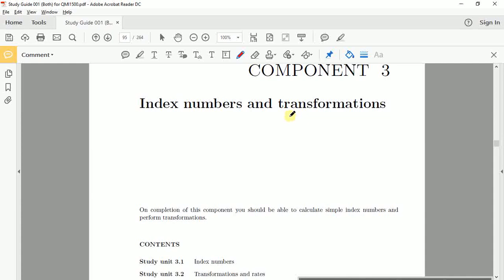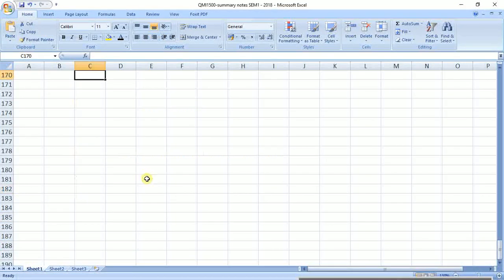Right? Because the reason why you probably don't know where to look is because you don't know what you're actually being asked to do. Yes. Okay. All right. So the next one, component 3, is indexes, numbers, and transformations.